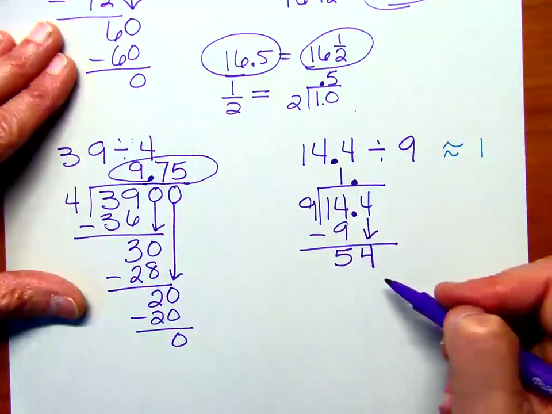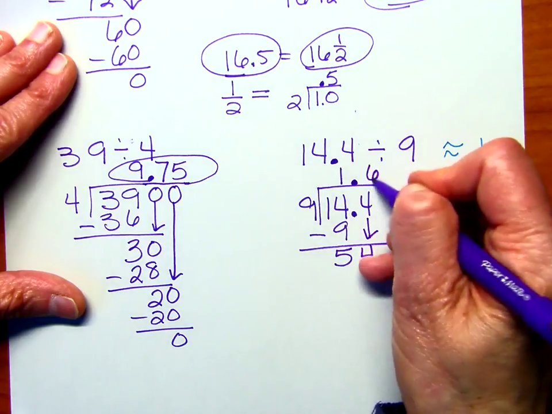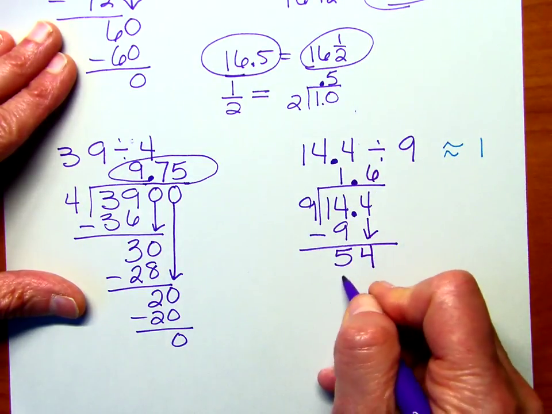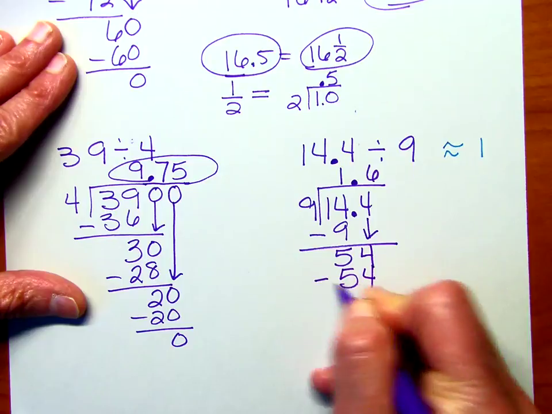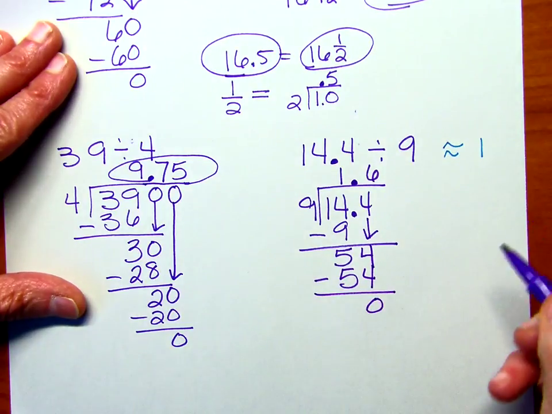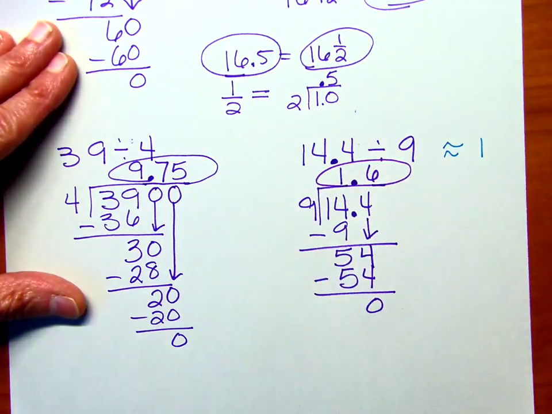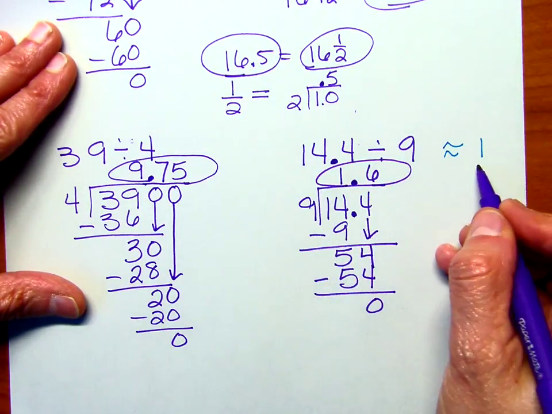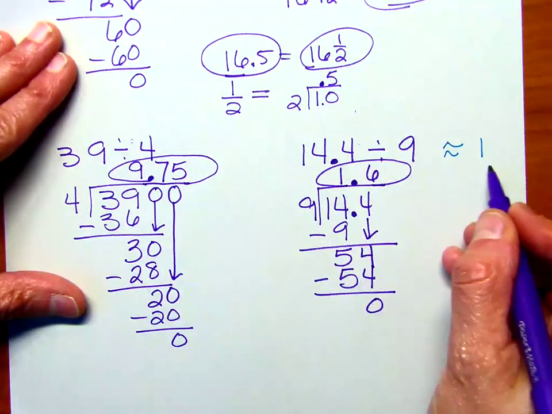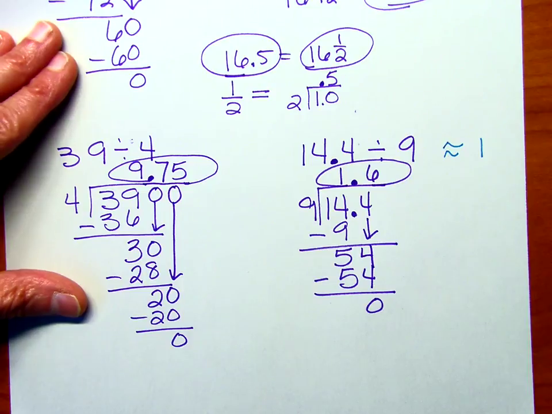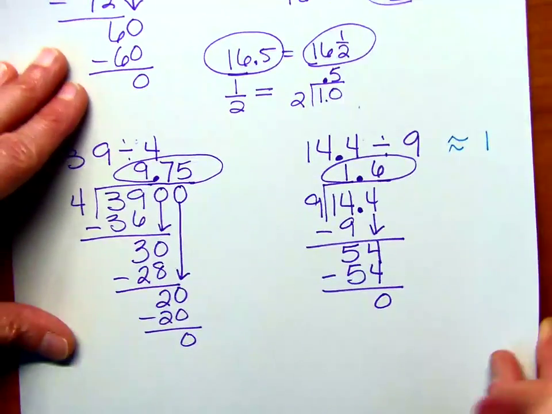9 goes into 54 6 times, and I know for a fact that 6 times 9 is 54. So I no longer have a remainder. So my answer to this problem is 1 6/10. And notice that it is approximately 1. A little bit more, but pretty close to 1. Let's do some more problems.